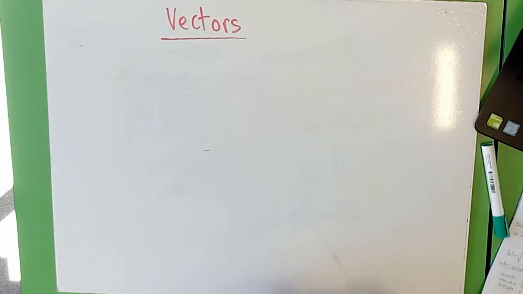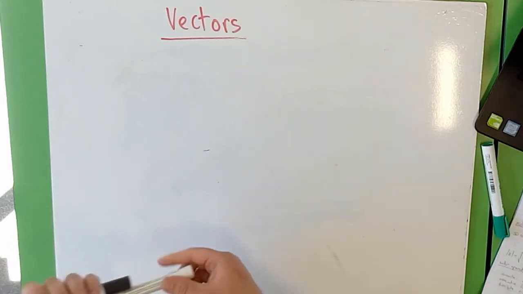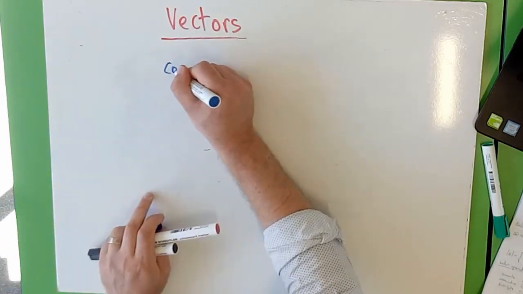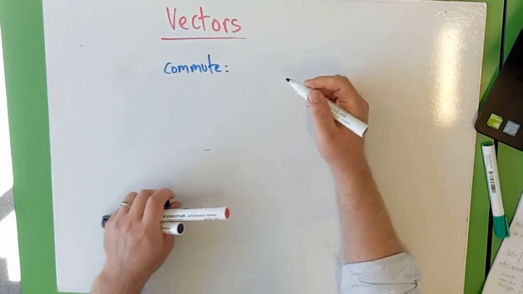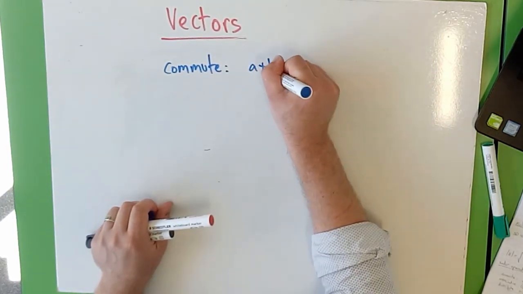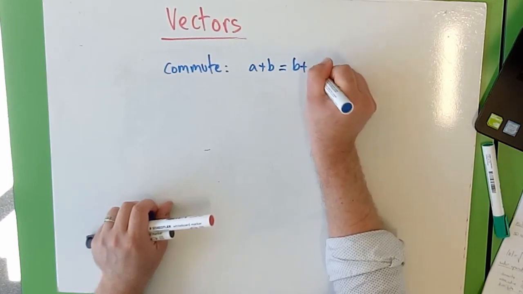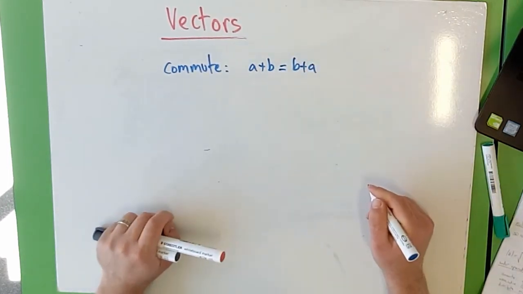Okay, so vectors commute. What does that mean? They commute in terms of addition, so A plus B is equal to B plus A. It doesn't matter what order you add them in, they're the same thing.